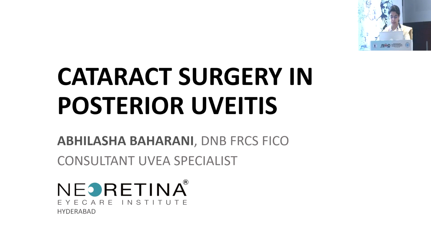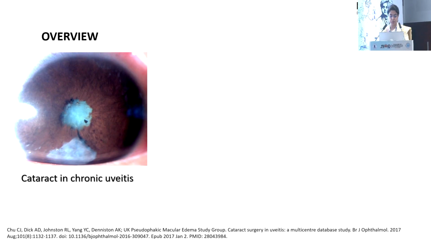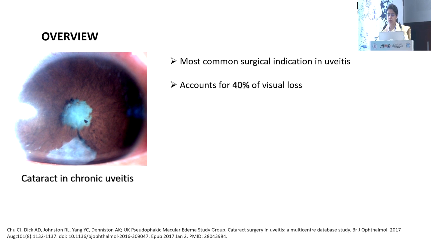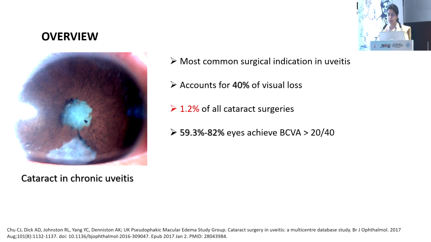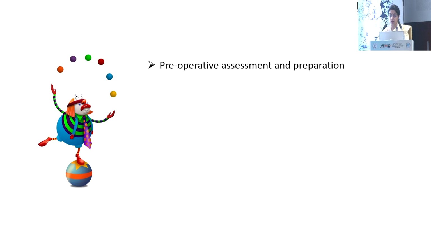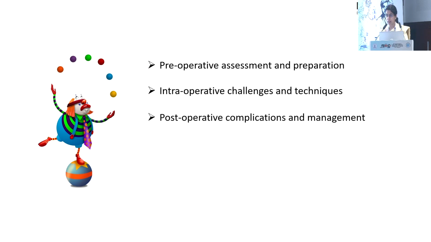I'll speak on cataract surgery in uveitis. Most of the time, this is the picture that we see. Cataract is the most common surgical indication in uveitis. It accounts for 40% of visual loss in these patients. 1.2% of all cataract surgeries are in uveitic eyes. About 60 to 80% of eyes achieve a BCVA of better than 20/40. However, post-op best corrected is 1 to 2 lines worse than non-uveitic eyes. In this talk, I'll cover preoperative assessment and preparation, intraoperative challenges and technique, and post-operative complications and management.